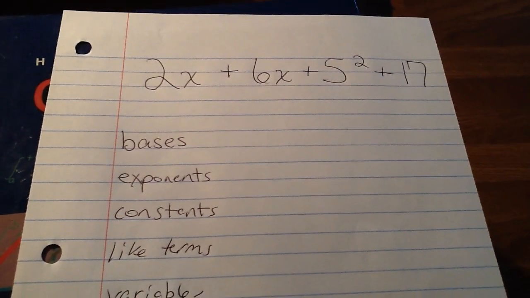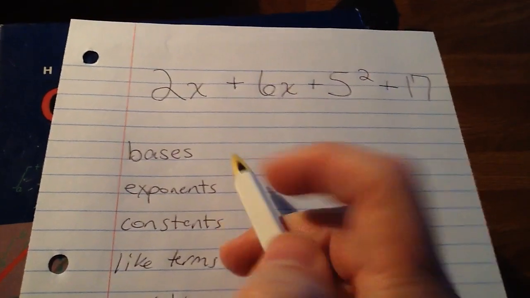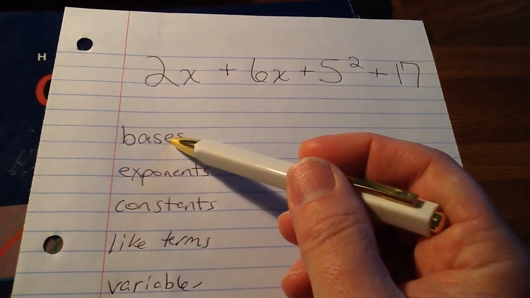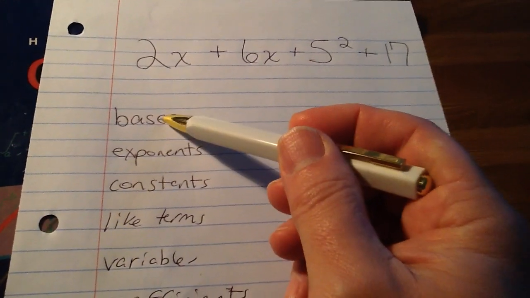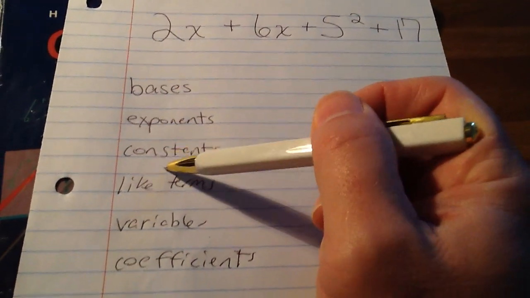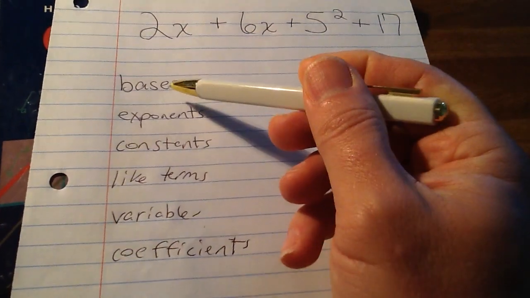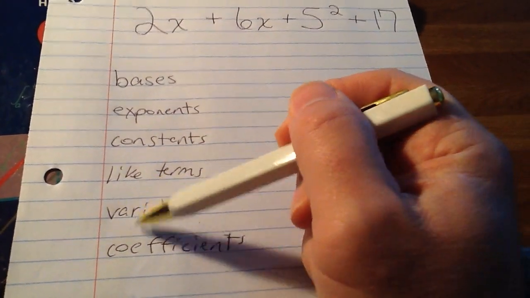Okay, guys, we had a request on the six terms that's going to be on the test for math. As you can see, we got bases, exponents, constants, like terms, variables, and coefficients. 1, 2, 3, 4, 5, 6.